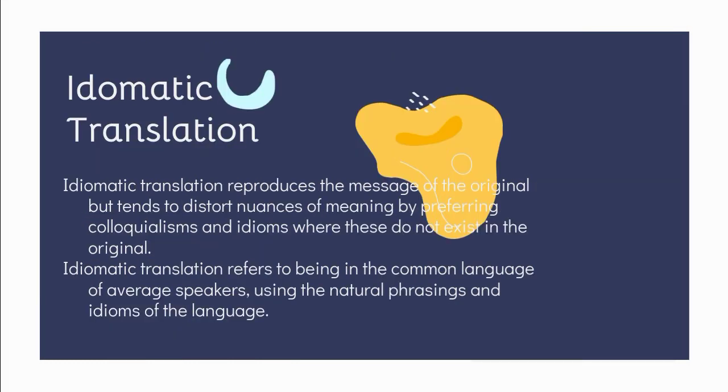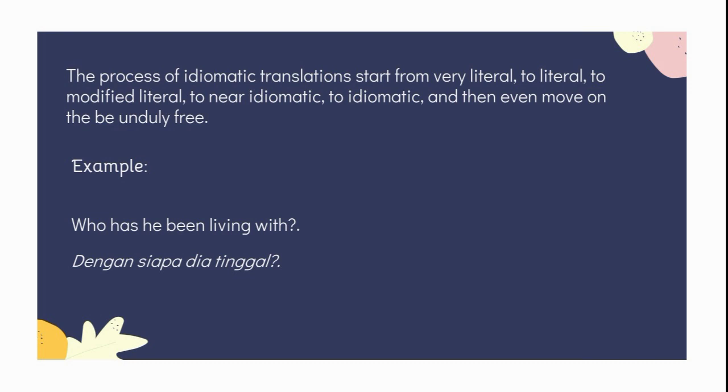Idiomatic translation. Idiomatic translation reproduces the message of the original but tends to distort nuances of meaning by preferring colloquialism and idioms where these do not exist in the original. Idiomatic translation refers to being in the common language of average speakers using the natural phrasing and idioms of the language. The process of idiomatic translation starts from very literal to modified literal to near idiomatic to idiomatic and then even moves on beyond to free.